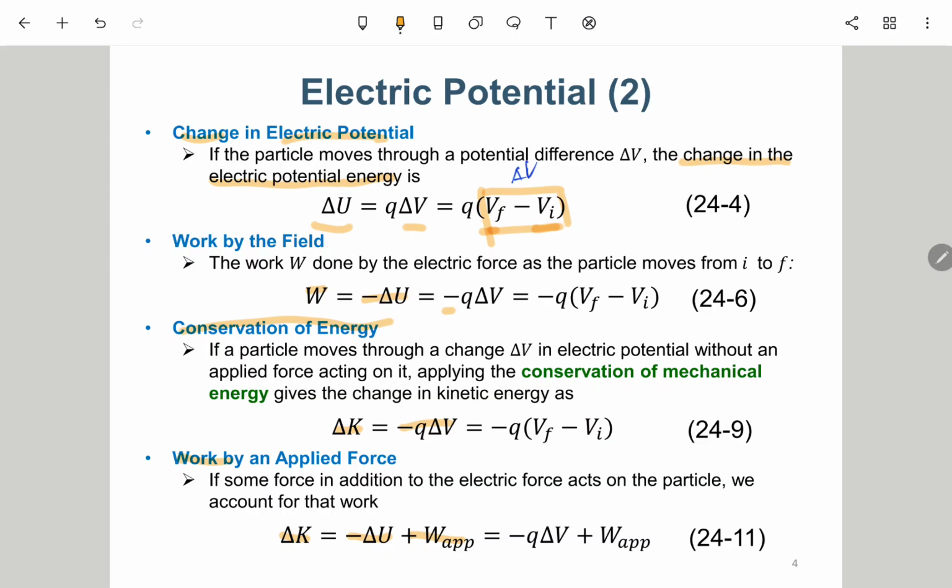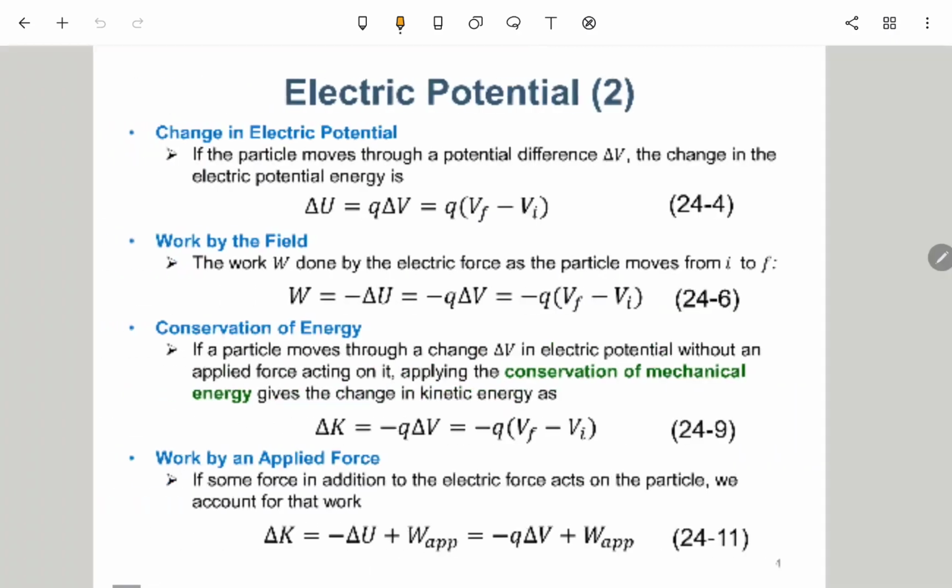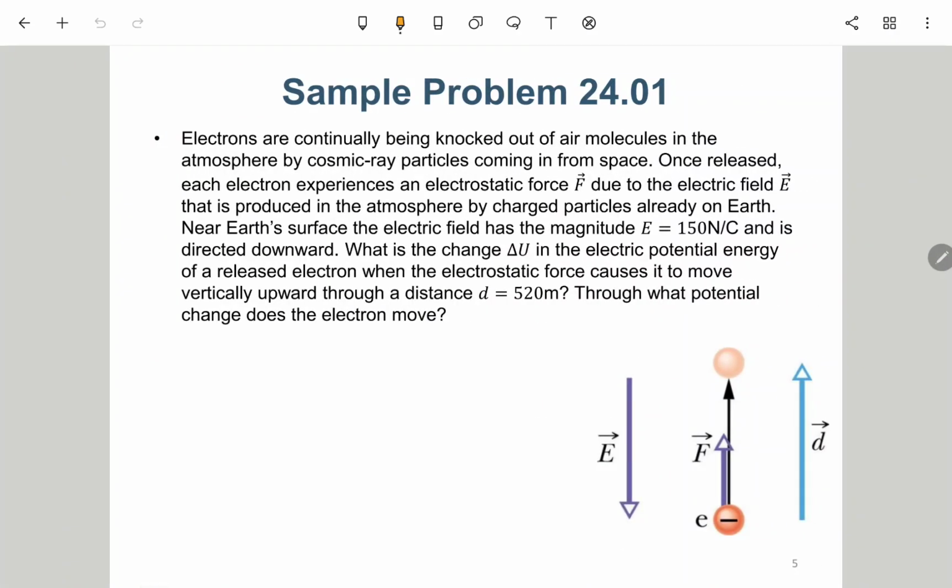Yeah. Okay, so I think we will use some of these formulas later on. But if you are familiar with the mechanical system, you should be quite familiar with them. Okay, so here let's take a look at a sample problem.